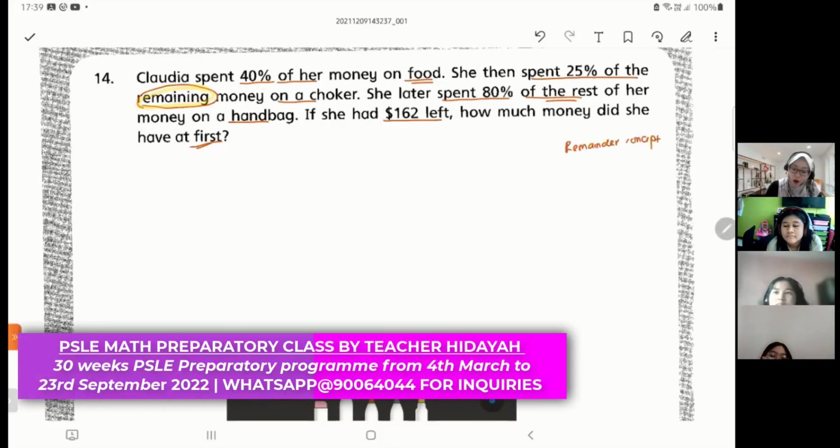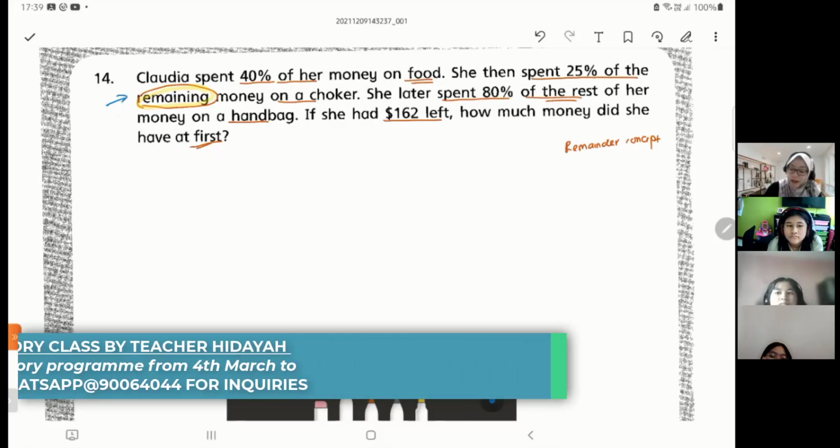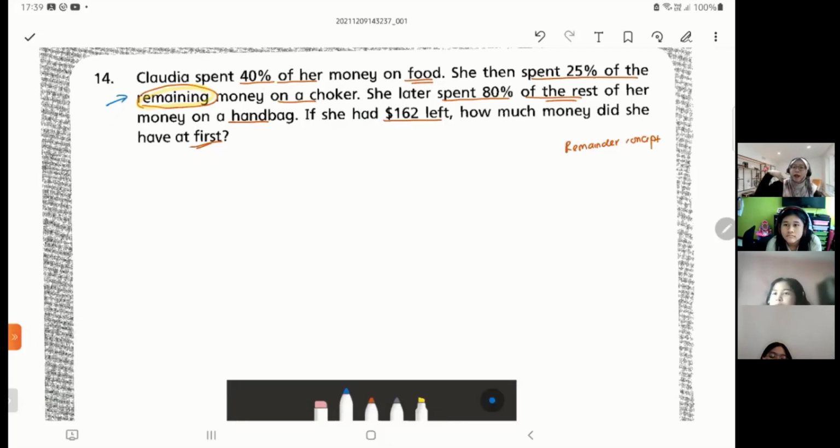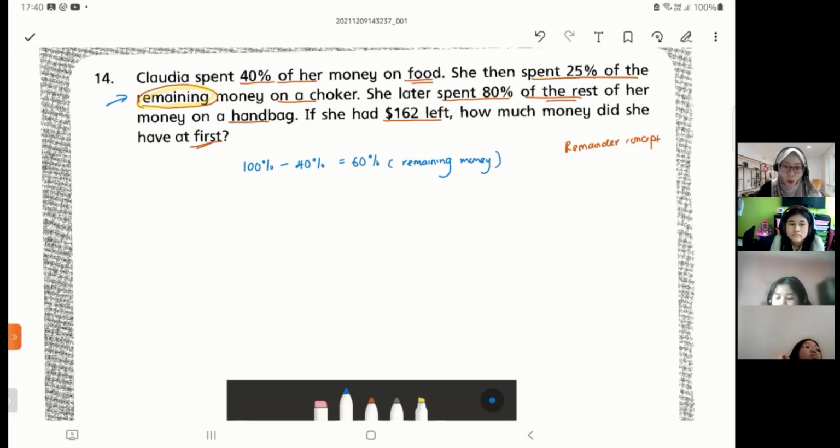Claudia spent 40% of her money on food. My task is to find the first remainder first. Because when I spend on food, I have remaining money, right? What is it? 100% take away 40% equals to 60%. This is my remaining money. Why is it 100%? It's always the first amount, the whole amount, the one whole is always 100%. That one you cannot change. At first, it's always 100%. So now I know that 60% is my remaining money.